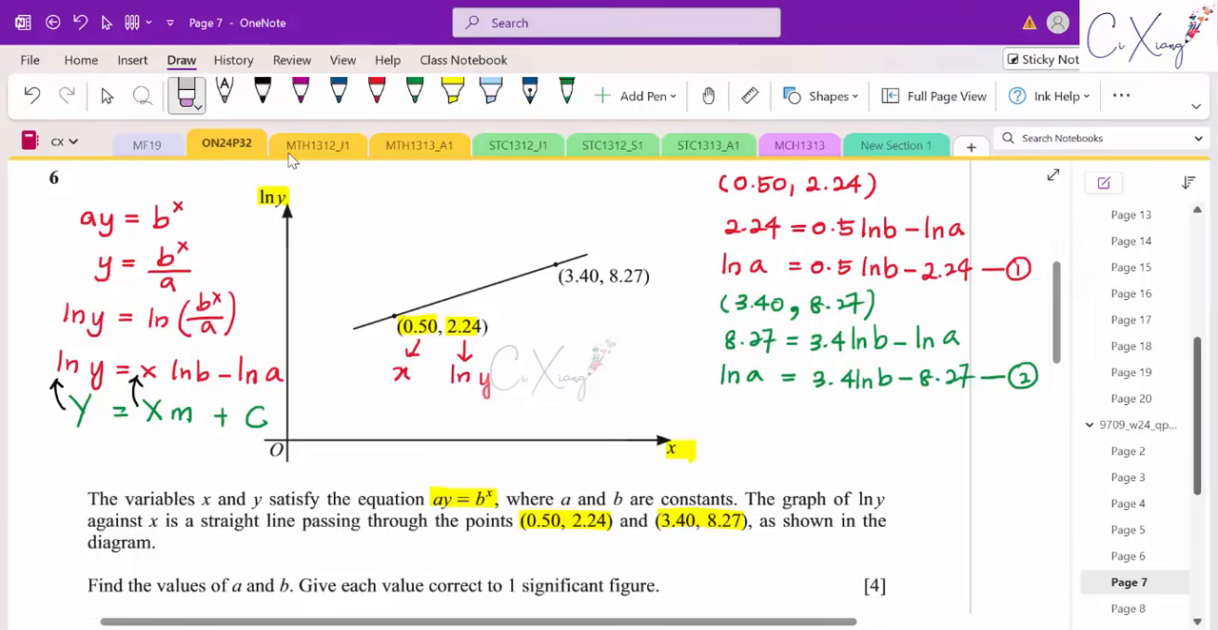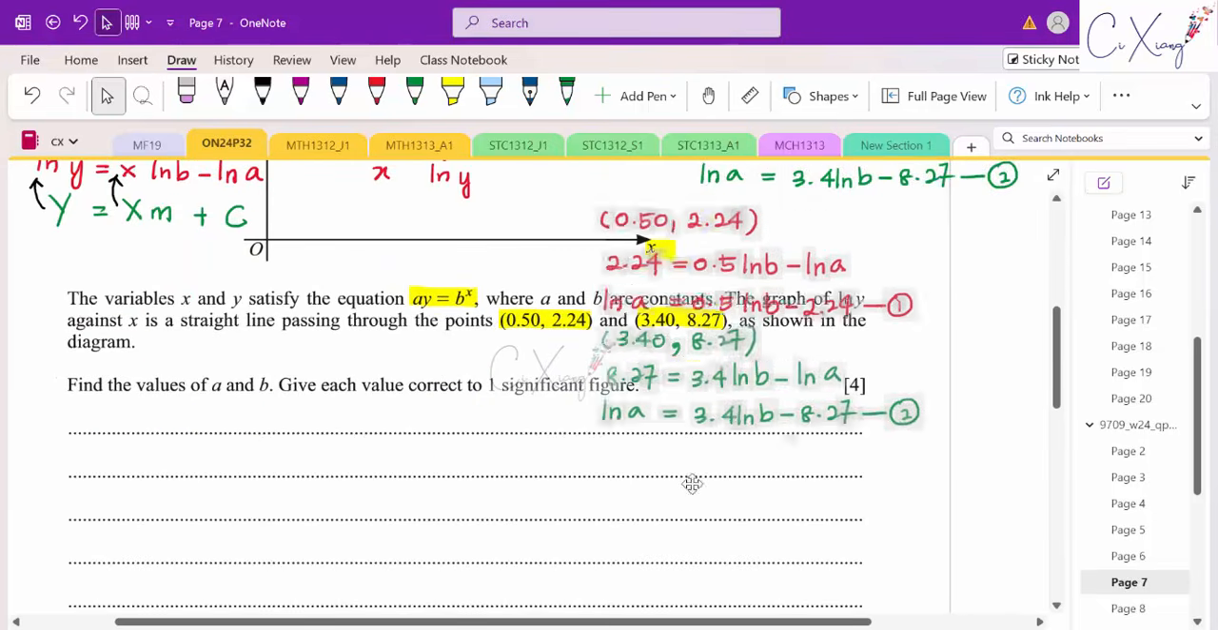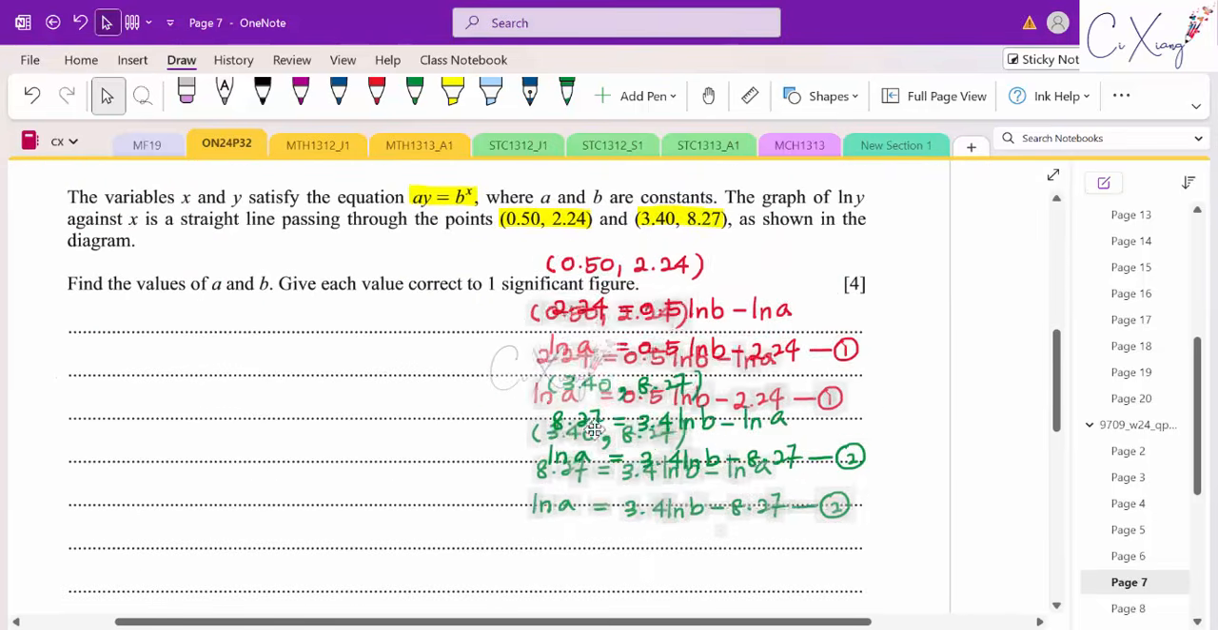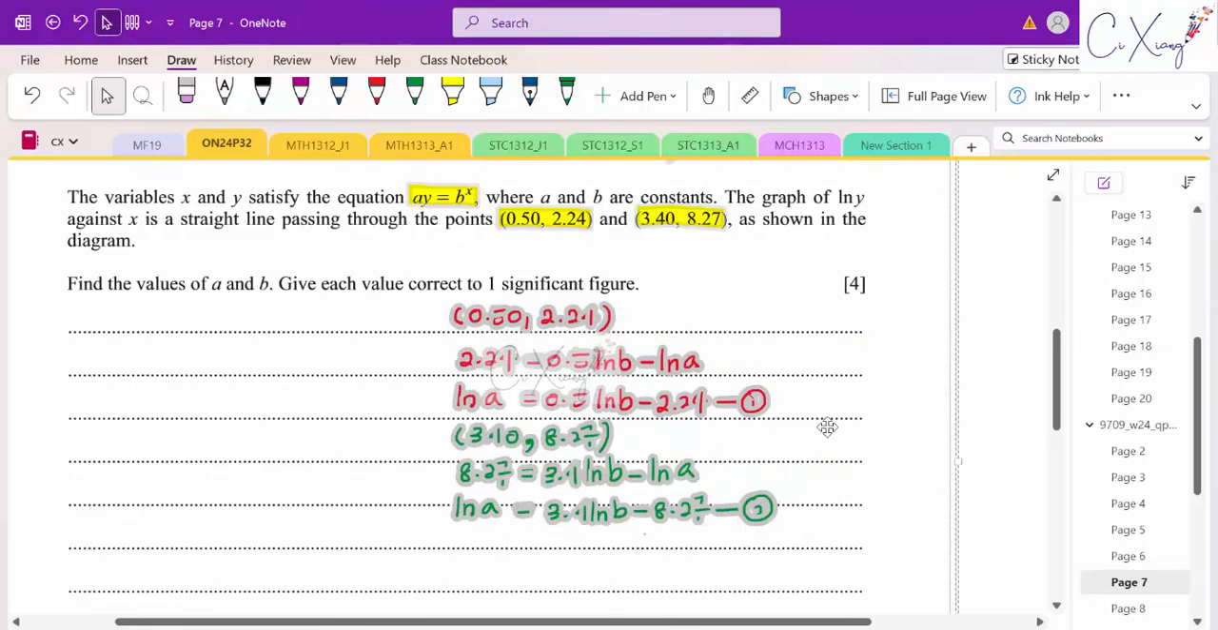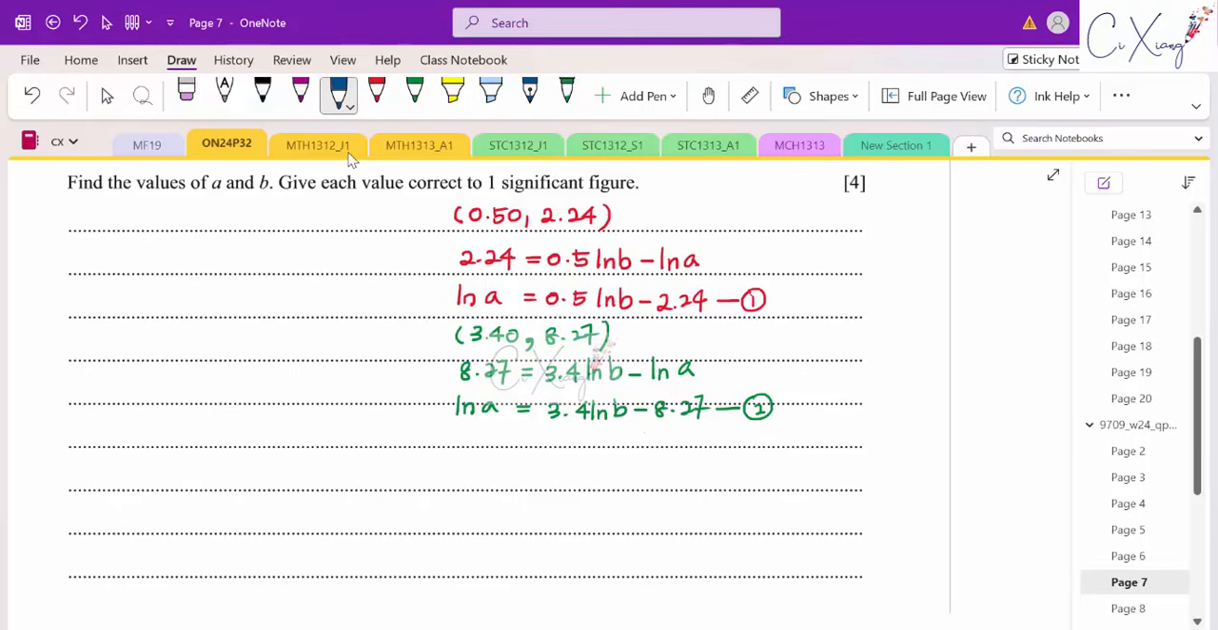Sorry, I think I have to move it down because it's more spacious. Right. So let's move the solution to the space provided. Okay, yeah. So this is what I have for now. Then I want to solve them simultaneously.